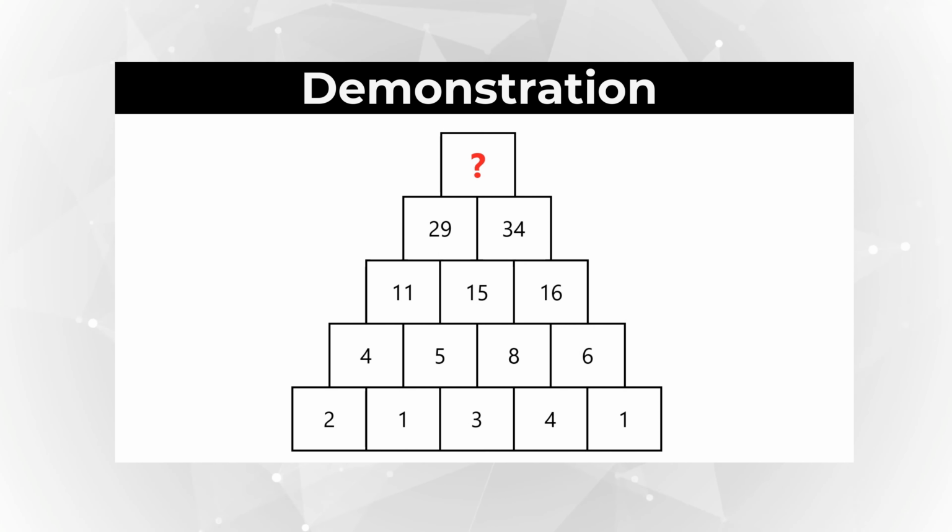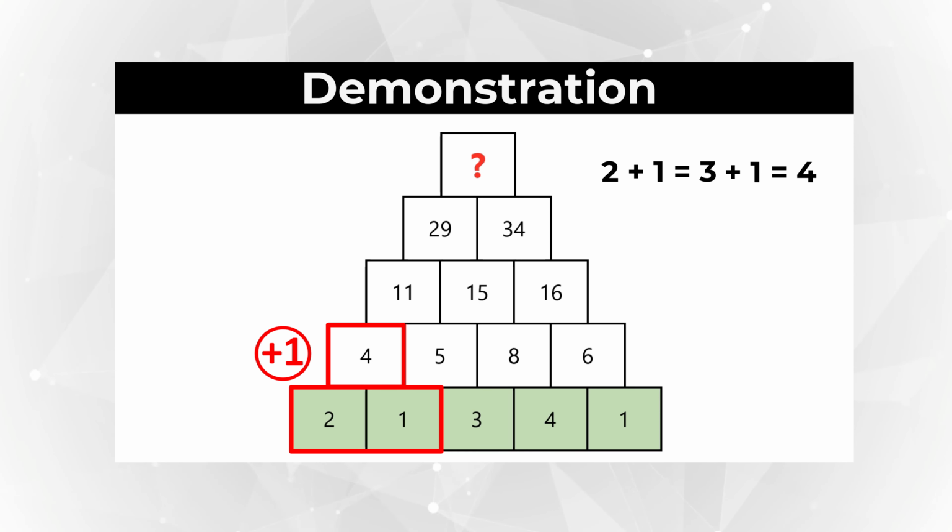Let me demonstrate. If we look at the numbers in the bottom left corner of the pyramid, you see numbers 2 and 1. Sum of 2 and 1 is 3, but then we add the value of the increment, which is 1, and the calculated value is 4.